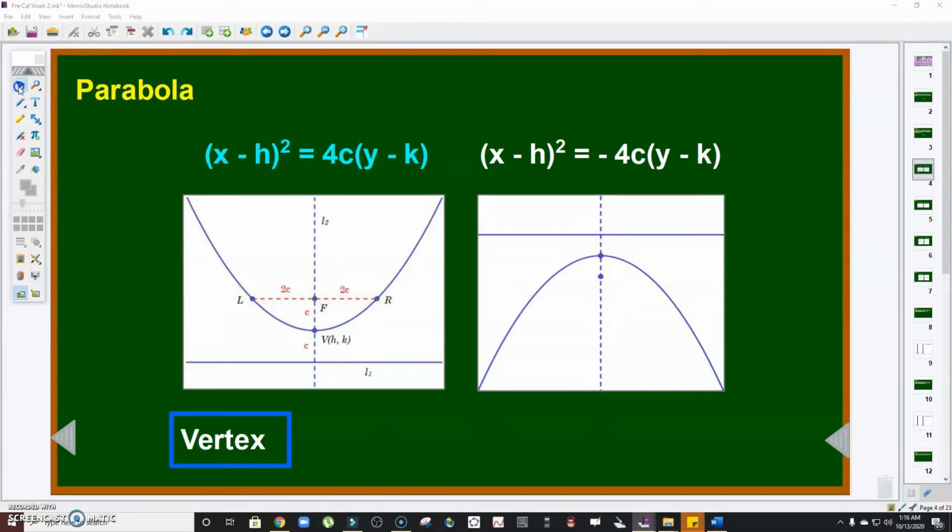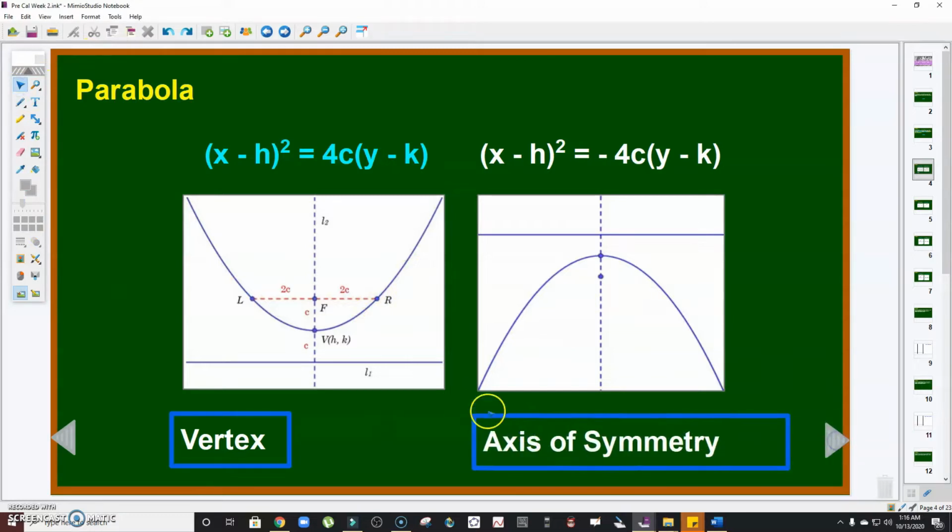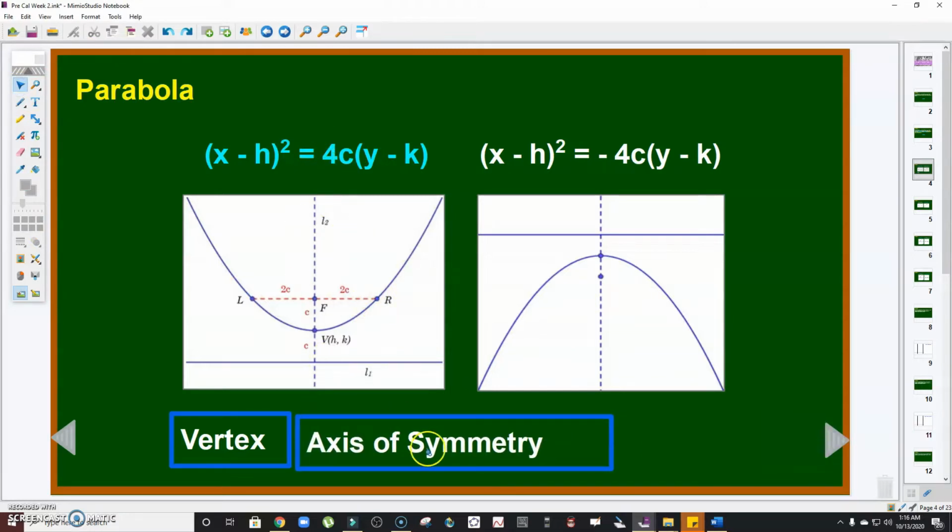Next, this vertical line here is what we call the axis of symmetry. From the word symmetry, it divides the parabola into two equal halves. Clear? So, the vertex and then the axis of symmetry.